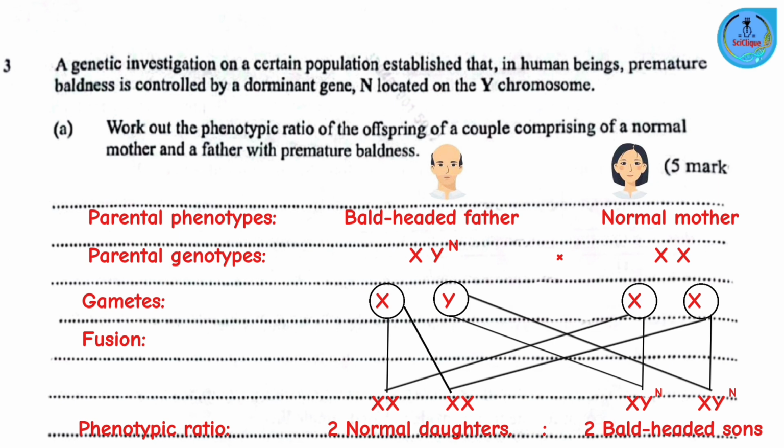Now, when it comes to the males, both the 2 males are going to be bald because this is present on the Y chromosome, and all boys always have a single Y chromosome, and the gene is also dominant, so it's going to be expressed when present. What do you mean by expressed? It's going to be visible in the physical characteristics, okay? It's going to be observable. So our phenotypic ratio is 2 normal daughters to 2 bald-headed sons.